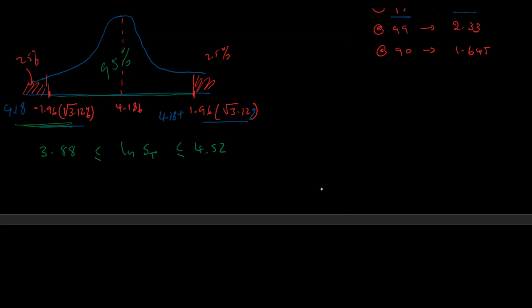And so this gives me a confidence interval around the log of ST, because it is the log of ST that is normally distributed with a mean of 4.18 and a variance of 3.12%. To find the confidence interval around ST, what we need to do is take the exponential of 3.88 and the exponential of 4.52. And the reason for that is because the exponential of the log of ST is equal to ST. So we could just get rid of that and write ST here.